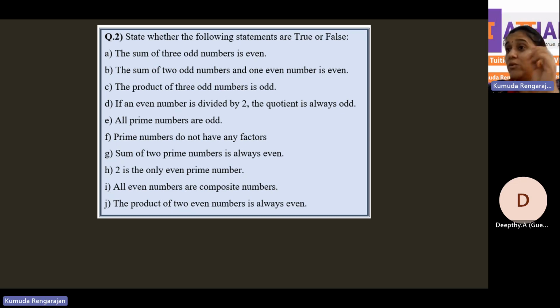It is an odd number. It is a natural number. It is a whole number. 1 is a whole number. 1 is a natural number. 1 is an odd number. 1 is not a prime number. 1 is not a composite number. 1 is a unique number.